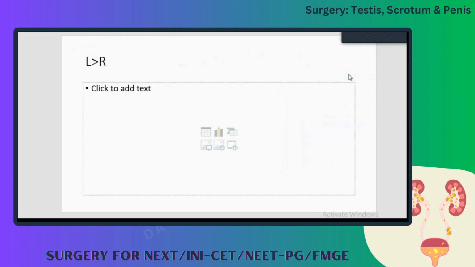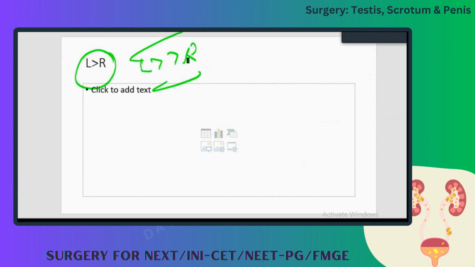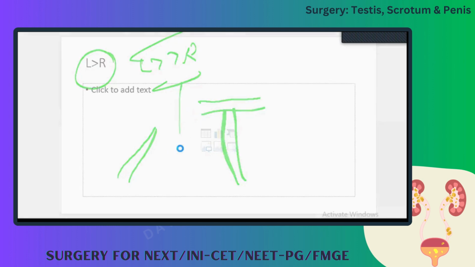In varicoceles, there is always left predominance. Left is more prone to have varicocele than the right side. Why? Left side is more descended down. It is also related to the left testicular vein. The right testicular vein opens directly into the IVC, whereas the left testicular vein opens into the left renal vein.